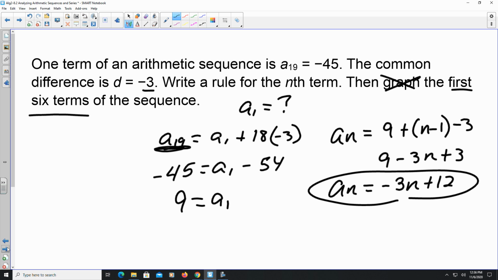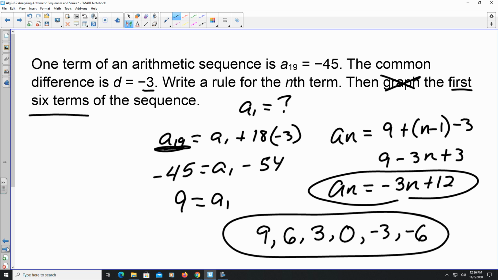And then the first 6 terms of the sequence are going to be 9, because that's my a sub 1, and next is 6. Then it's going to be 3, 0, negative 3, and negative 6. So those are my first 6 terms of the sequence.